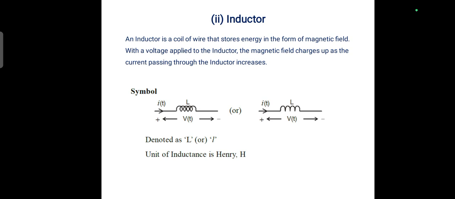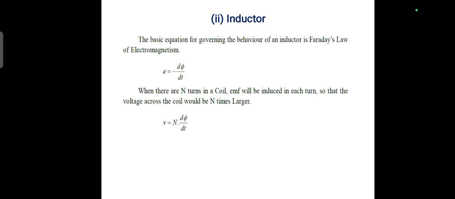Here, the voltage applied across the inductor is V of t and the current flowing through the inductor is I of t. It is denoted with a capital L or a small l. The unit for inductance is Henry, that is capital H. The basic equation governing the behavior of an inductor is Faraday's law of electromagnetism. That is, the induced EMF E is equal to minus d phi by dt.